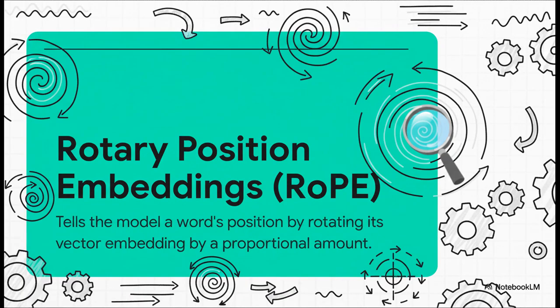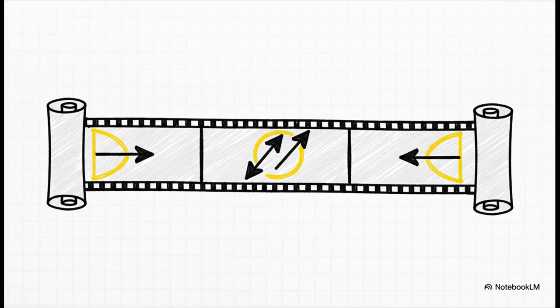So this brings us to a really fundamental question. How in the world do you tell an AI what order the words are in? I mean, it's not obvious, right? Well, the answer that just about everyone landed on is this incredibly clever idea called rotary position embeddings, or RoPE. And yeah, it literally uses rotation to encode where a word is. And here's the magic trick.